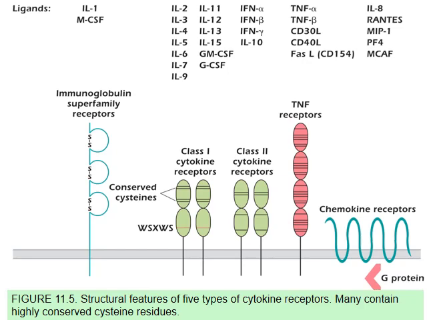The other one is, you can see class 1 cytokine receptors and class 2 cytokine receptors, and they have conserved cysteines there. Because of those conserved cysteine structural features, they are different. And there is some other genetic coding we will not discuss here. Then you can see TNF receptors are totally different. And we have the chemokine receptor.